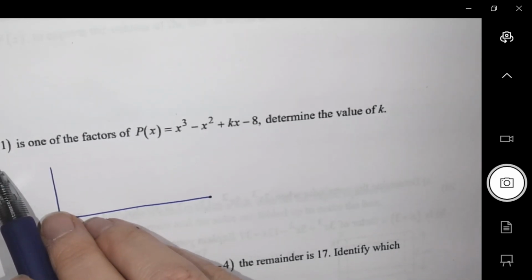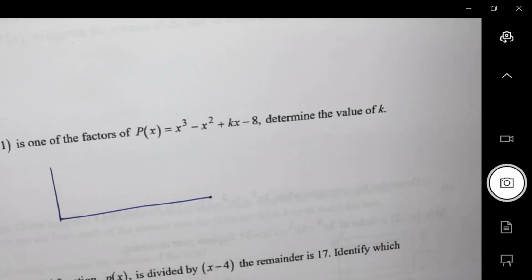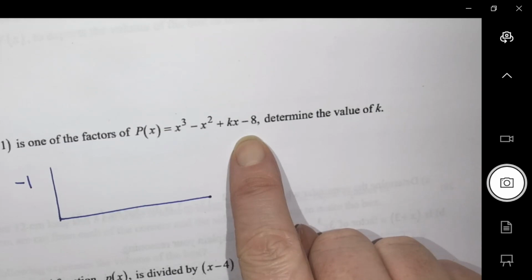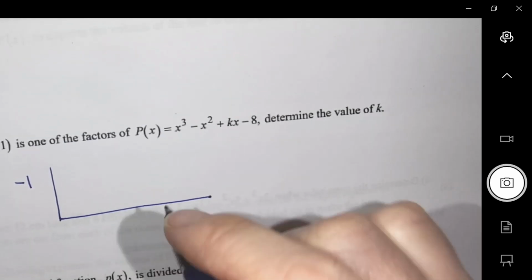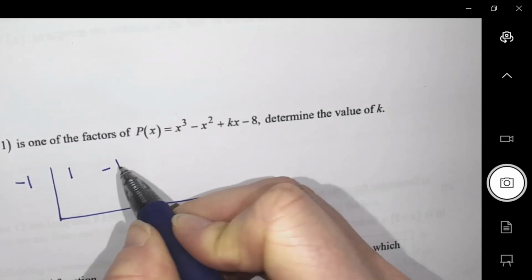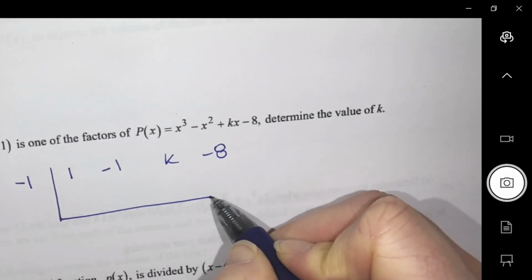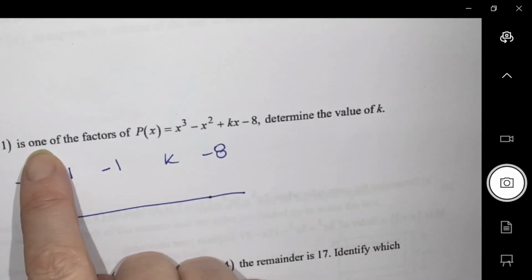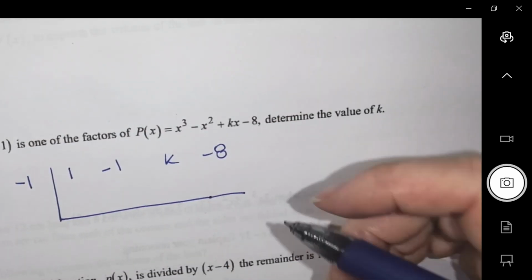Okay, we were told a factor. So what is the root number that I want in the front? Negative 1. When you go through your polynomial, do you have any missing gaps in order? 3, 2, 1, 0. So no. 1, negative 1, k, and negative 8. Okay, it told me that this is a factor. So what do I already know about the remainder number? 0.